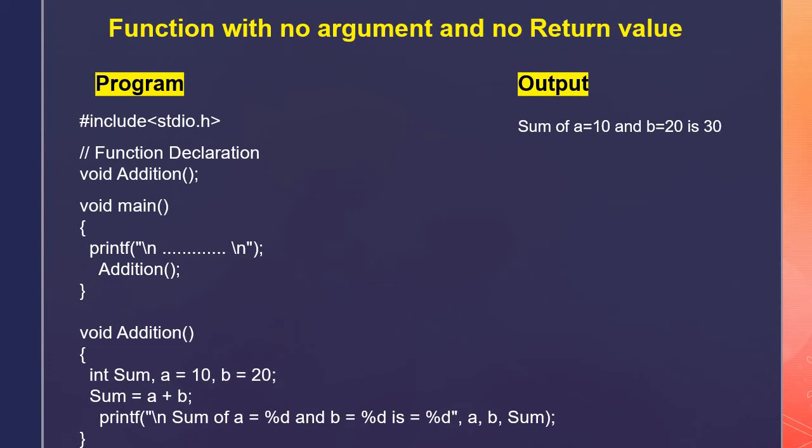So void addition. Inside the bracket, int sum, I have assigned 10 for A, 20 for B. I have summed up this A and B and stored it in the variable sum. Again I have printed printf A, B, C. You can see the output here. From this program, we didn't receive any arguments. Inside the bracket we didn't mention any arguments that are to be forwarded to the function.